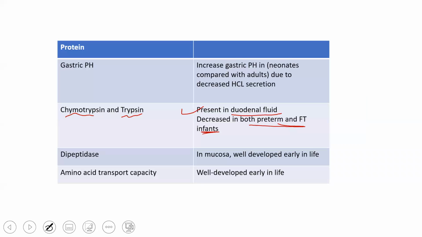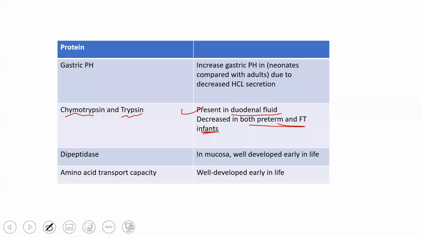In summary, about the protein, cow milk protein intolerance is very common in babies compared with other intolerances because of many factors. One of those factors, as we said, is that the acidic pH is less. Number two, the activity of the enzymes chymotrypsin and trypsin is decreased in preterm and full-term babies.